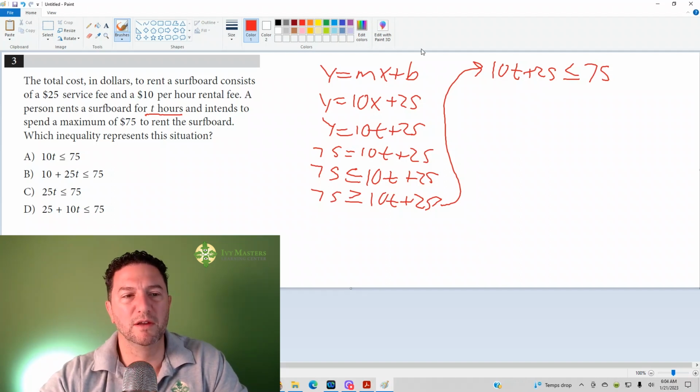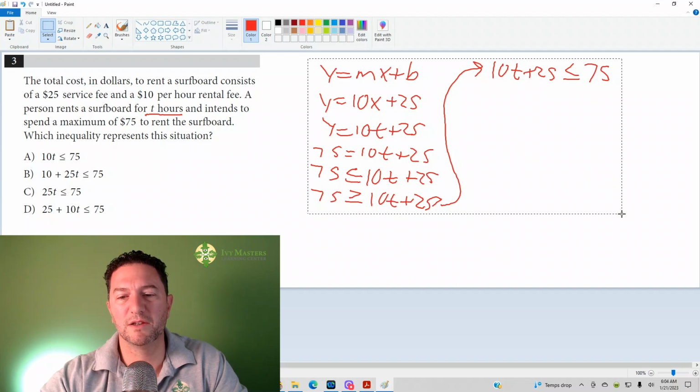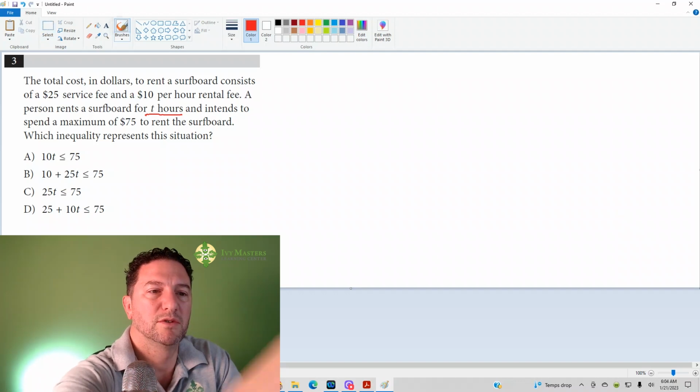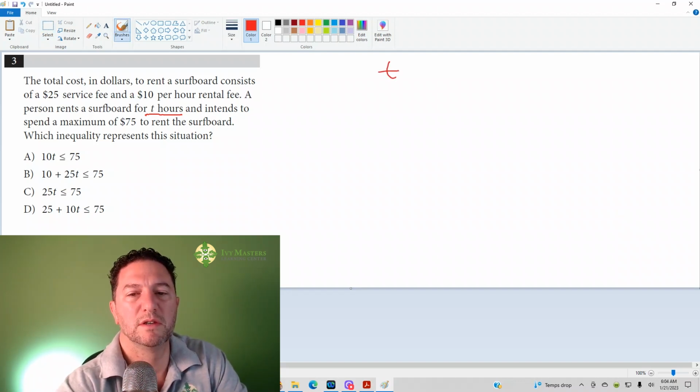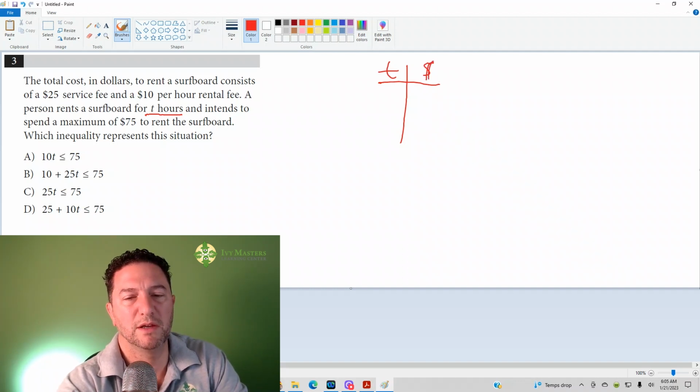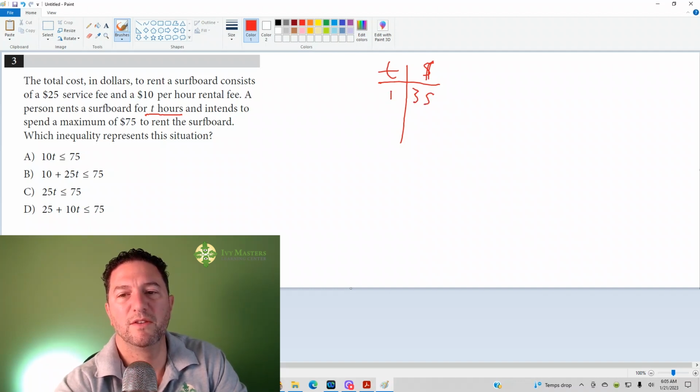Now, alternately, what could you do? We'll get rid of all this, and what you could do instead is make a table. Here's your number of hours, your t is your number of hours, and then we could say how much it's going to cost. You could pick numbers. At 1 hour, it's going to cost $35, and this is in y equals 10t plus 25. But even if you don't know that, you could think through the equation and figure out what each thing would cost.